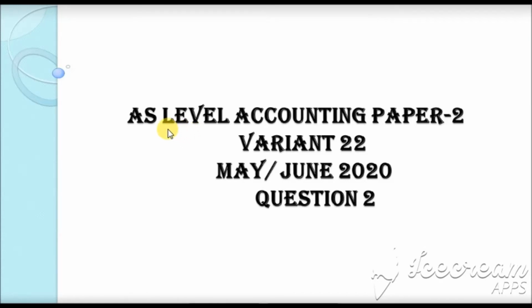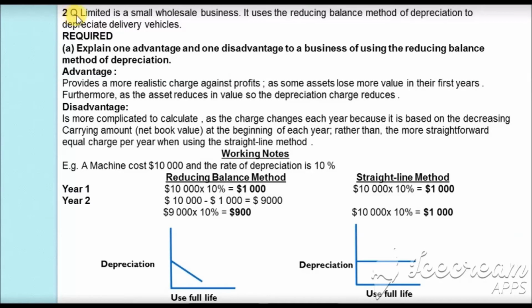In this video, we are going to do an AS level question from paper 2 variant 22, May-June 2020, question 2, based on depreciation. The question states that Q Limited is a small wholesale business. It uses the reducing balance method of depreciation to depreciate the delivery vehicles. In part (a) of the question, we are asked to explain one advantage and one disadvantage to a business of using the reducing balance method of depreciation.